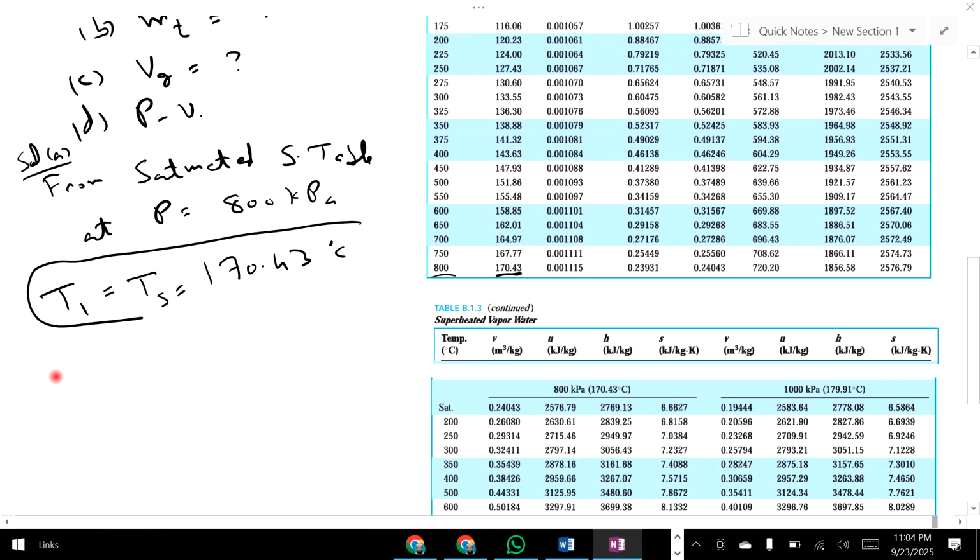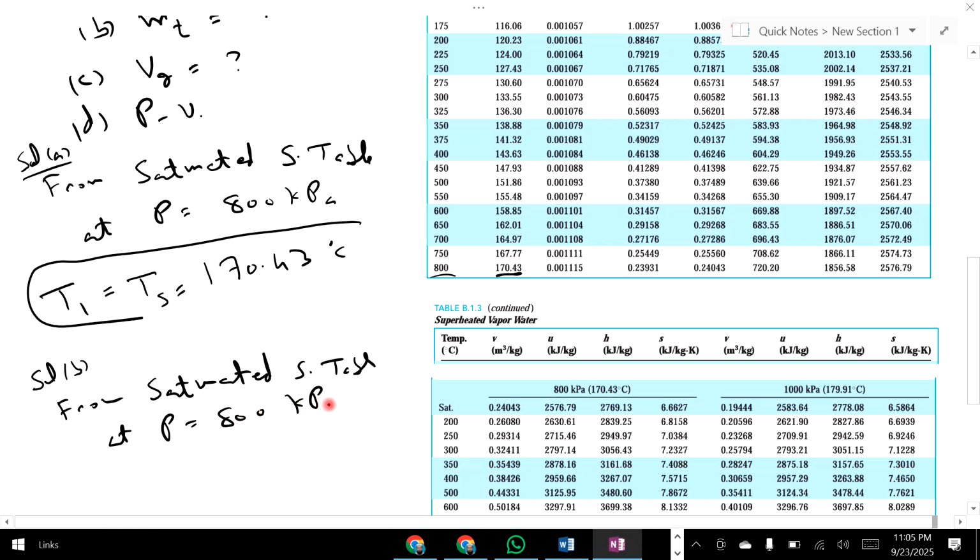Now solution of B, we have to find the total mass. For total mass, first we find the mass of vapor and then the mass of liquid. So first we find Vf, the specific volume of liquid, and Vg, the specific volume of vapor, from this table. So from the saturated steam table at pressure equal to 800 kilopascal.